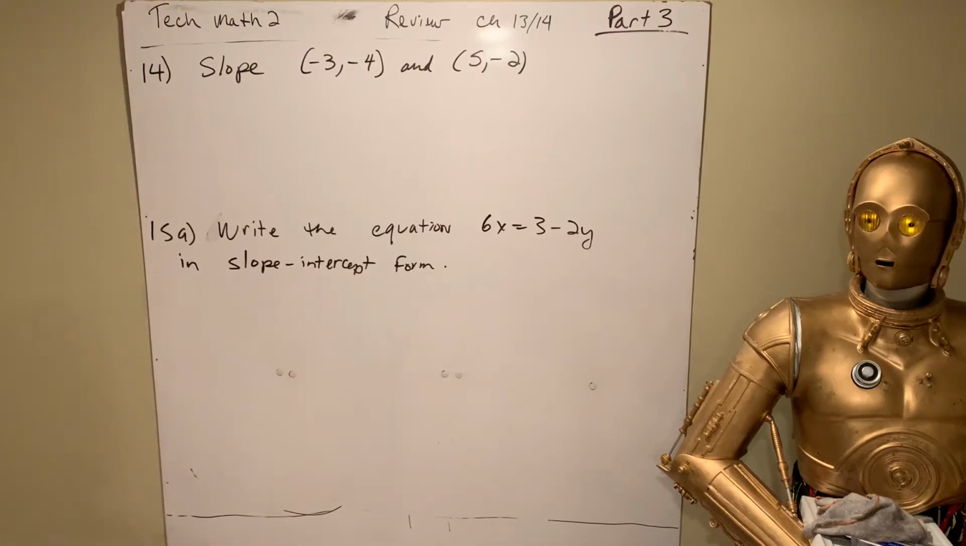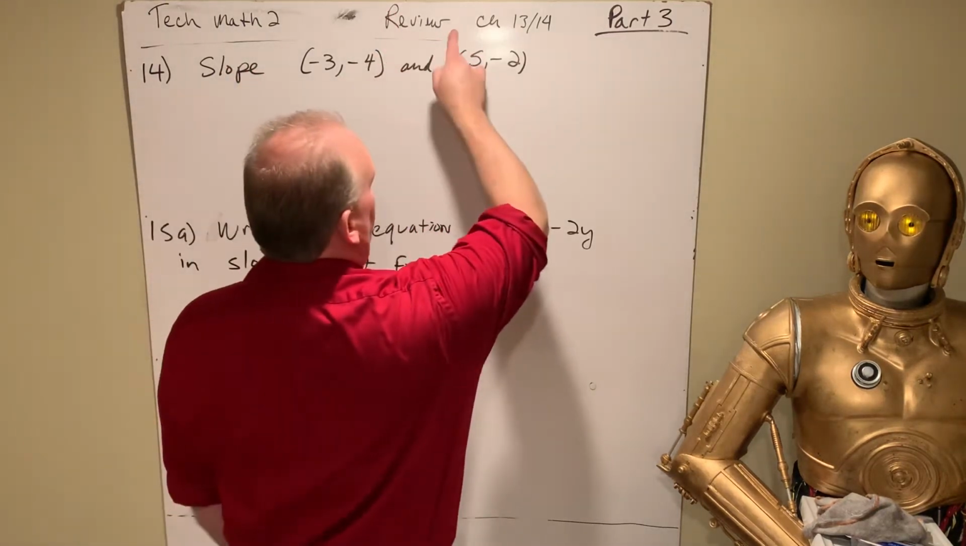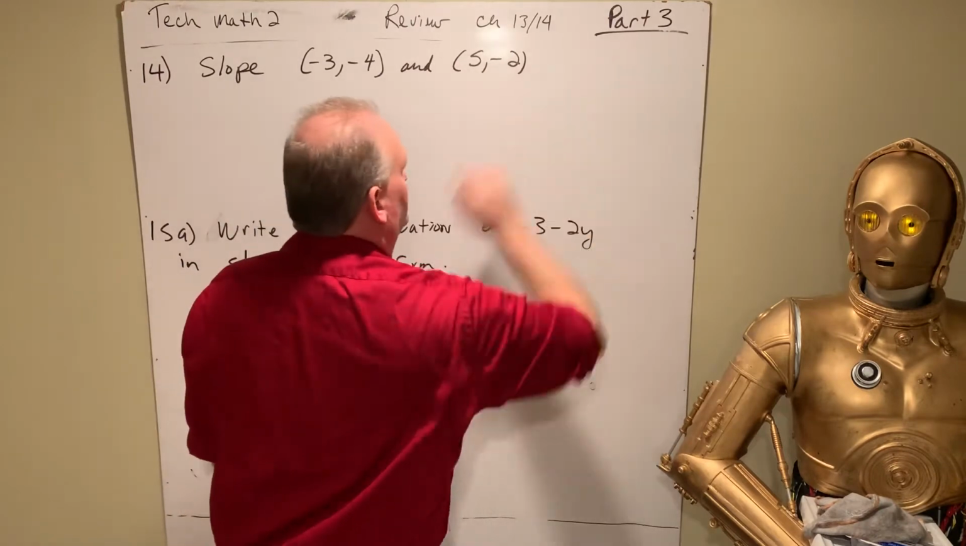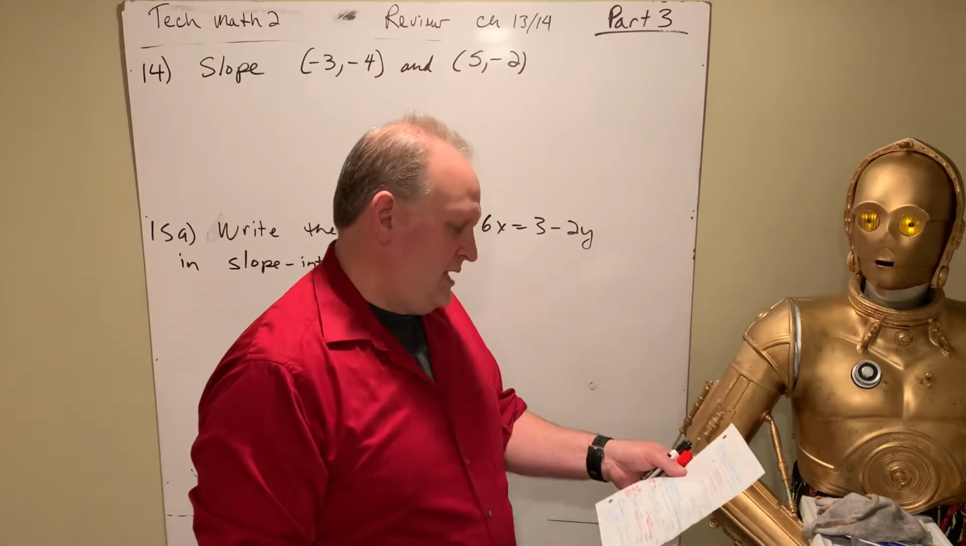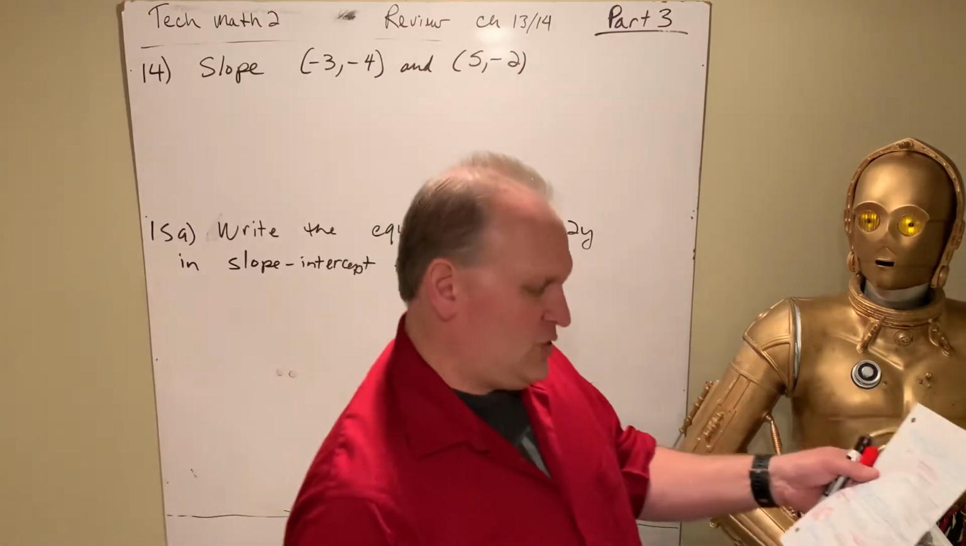Okay, we're back. This is Techmath2 review, chapter 13, 14, part 3. We're going to do numbers 14, 15, 16, 18, 25 ABC, and 26.